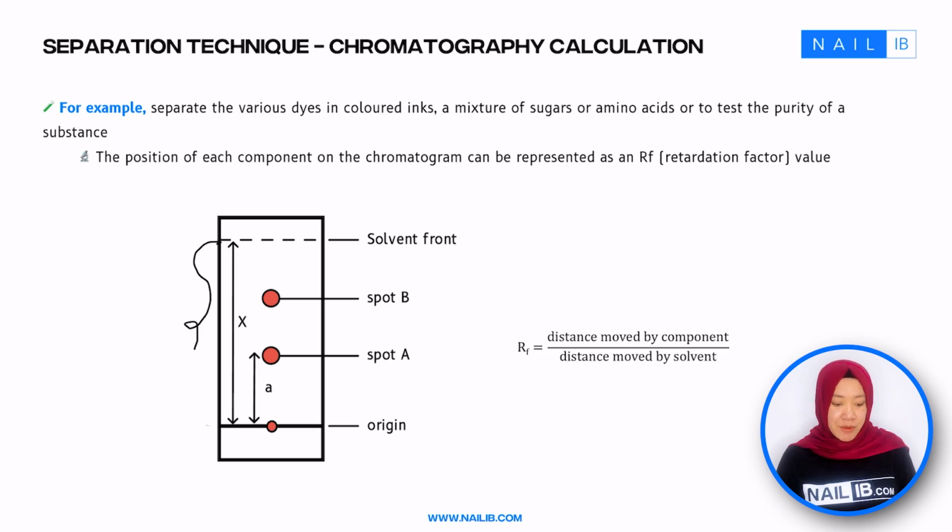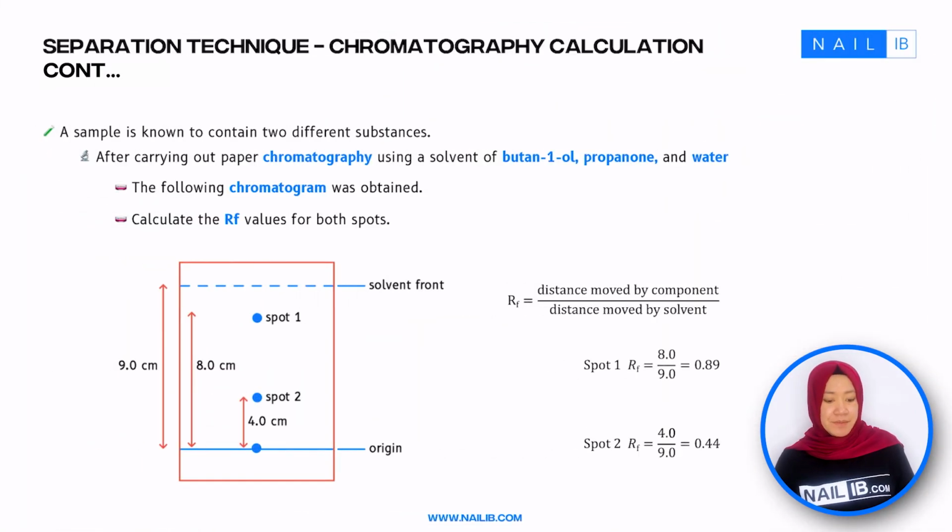So you can use a ruler to measure the distance here, and also the spot A and also the spot B. Okay, here, spot B. Example, the first spot is 8 centimeter, right? And the solvent 9 centimeter. So to calculate the RF value, the distance moved by component, which is 8 centimeter, divided by the distance moved by solvent, which is 9 centimeter. So 8 centimeter divided by 9 centimeter, and you will get 0.89.